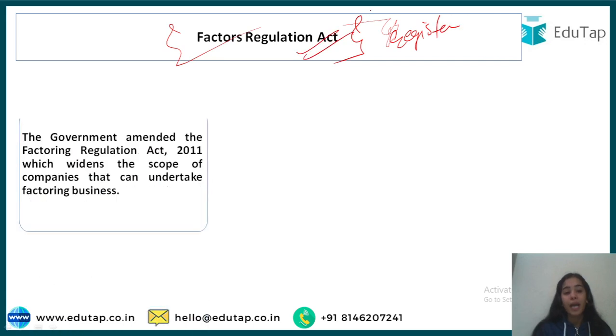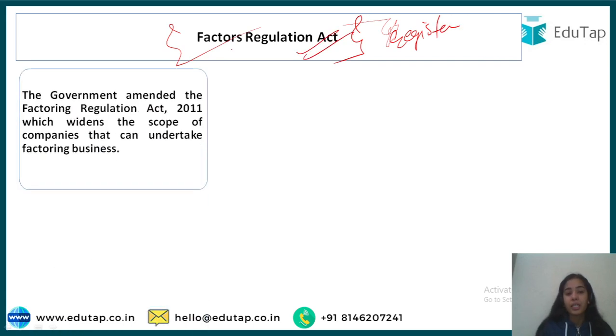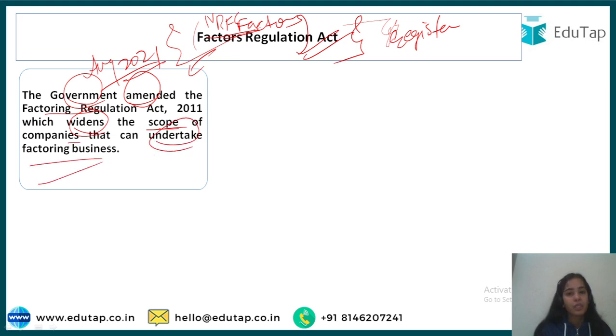So what is this act? Under this act, factors can get regulated. The NBFCs that are acting as the factors, they will get regulated, and the government amended the Factoring Regulation Act in August 2021, recently only, I must say, and it has widened the scope of companies that can undertake factoring business. So the government has shown that it wants the factoring business to expand.